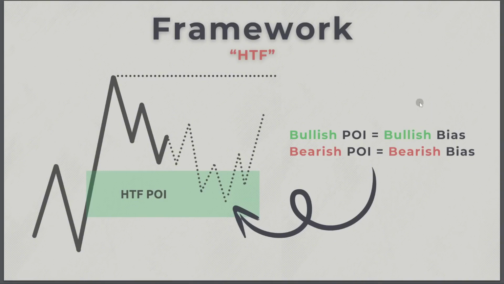So how to establish a bias? Look for a POI on the higher time frame and trade based on that. If it's a bullish fair value gap, then we are bullish. If it's a bearish fair value gap, then we are bearish in the lower time frame. So same thing here. You see bullish POI, bullish bias, bearish POI, bearish bias. Targeting what in this case? This high right here, which is the external, because we're moving off internal to external.